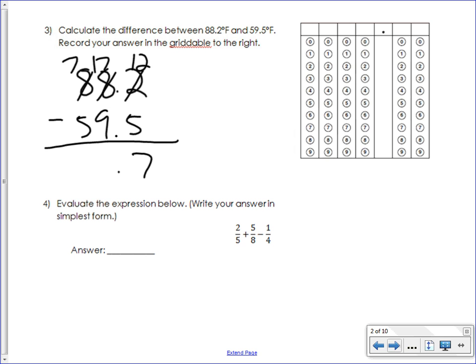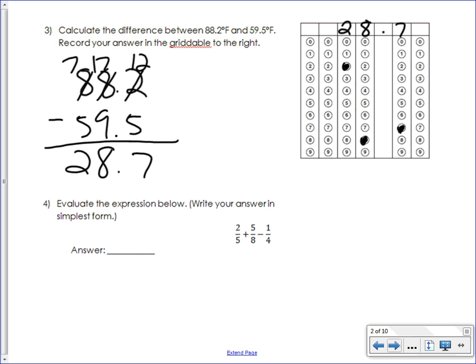17 minus 9 is 8. And 7 minus 5 is 2. So I have 28 7/10. Fill it out on your grid. 28 7. You can put a 0 at the end. You don't have to. 2, 8, 7.